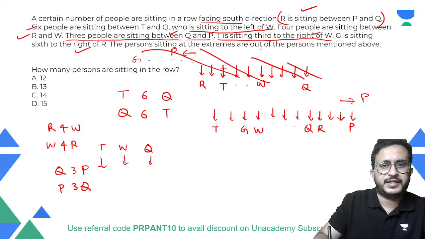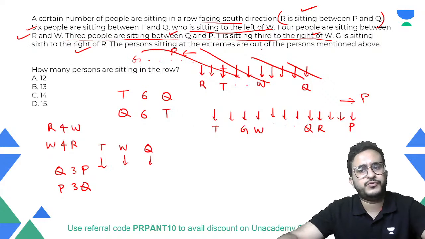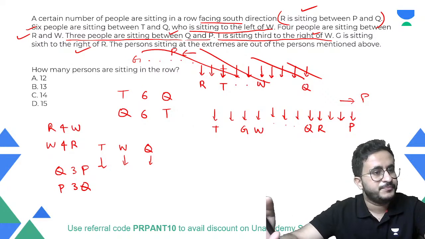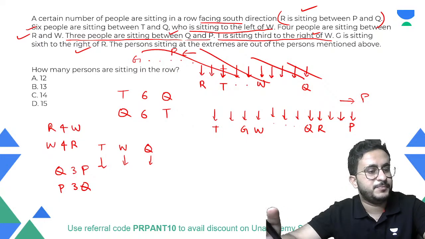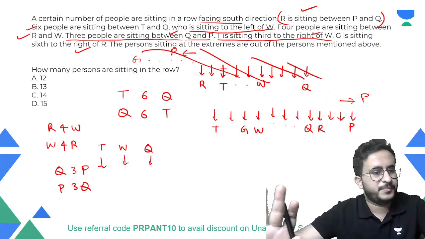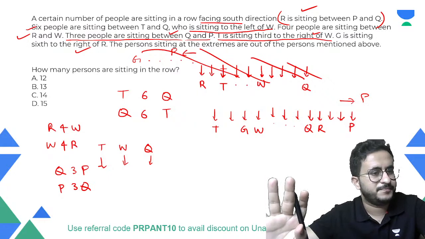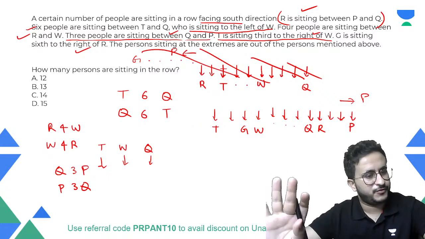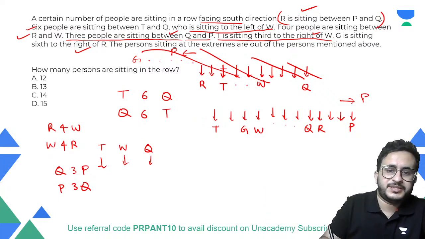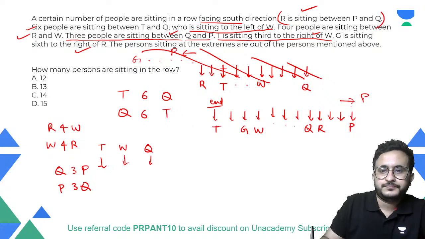And person sitting at extreme ends are out of the persons mentioned above, right? So the last statement says that the extreme end are out of these people only. और यही लोग mentioned है. This is the complete information. We do not have any extra information apart from this. ठीक है, यही information है. So that means these are the end points. Okay, so just count how many people are there.